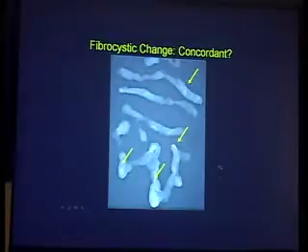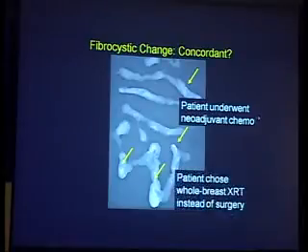And so, kind of interesting, this patient chose not to have surgery. She chose only to have whole breast radiation, and she's doing well. Okay, that was kind of a personal choice. So she chose whole breast radiation instead of surgery.